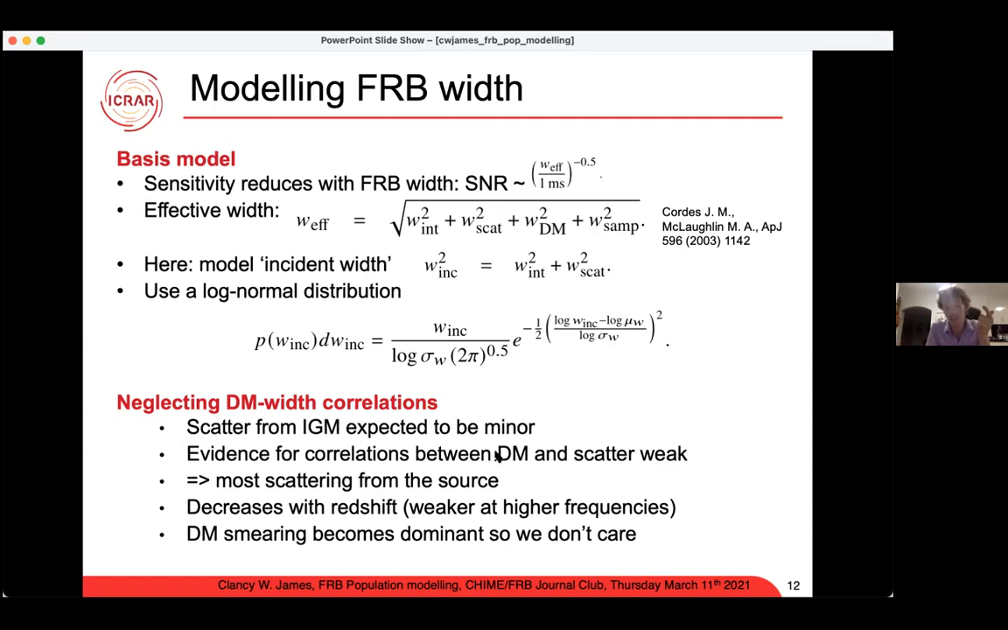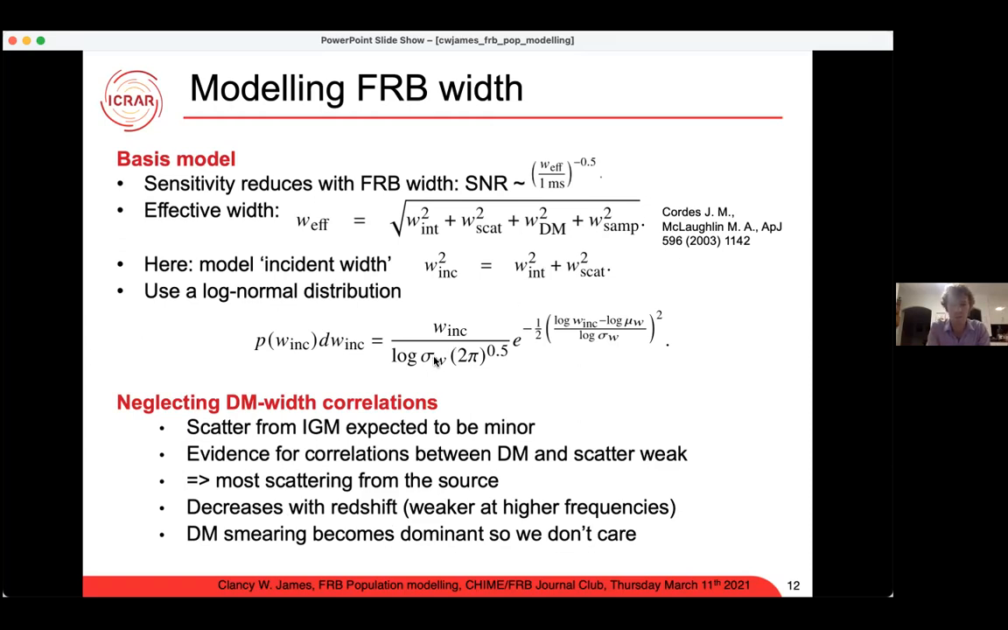And this is part of the talk where you might be nodding sagely or not. You don't see strong correlations between scattering and DM, at least in data so far, which suggests that most of the scattering comes either from the source or in theory locally from the Milky Way, but probably not. And of course, the source scattering decreases with redshift, but that's going to be cancelled out by the fact that DM smearing becomes more significant. So that essentially means that I think you can fairly legitimately get away with just modeling the total incident source width and having it be redshift independent in the model. At least I think it's good enough, we'll see.